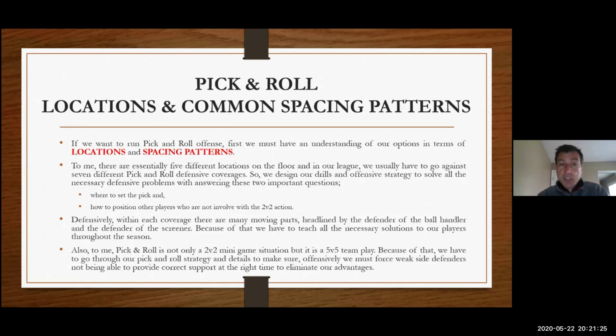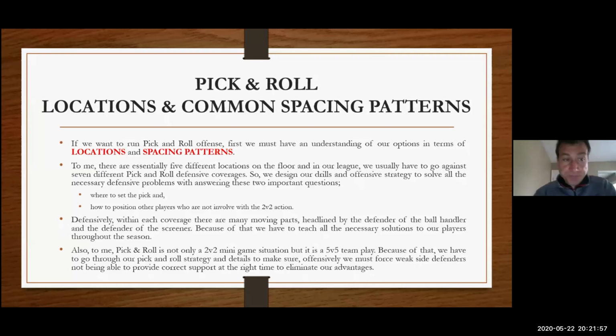Defensively, within each coverage, there are many moving parts, headlined by the defender of the ball handler and the defender of the screener. Because of that, we have to teach all the necessary solutions to our players throughout the season. Also, to me, pick and roll is not only a 2-on-2 mini game situation, but it's a 5-on-5 team play. Because of that, we have to go through our pick and roll strategy and details to make sure offensively we must force weak side defenders not being able to provide correct support at the right time to eliminate our advantages.